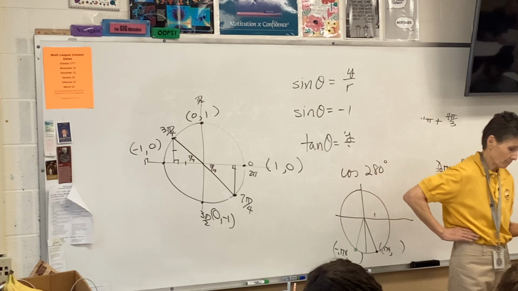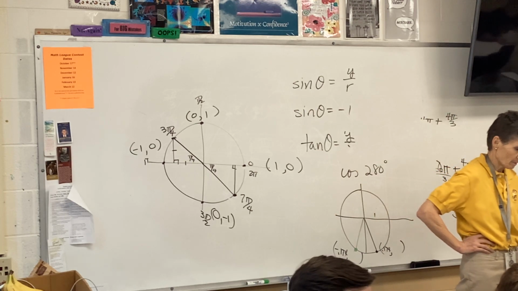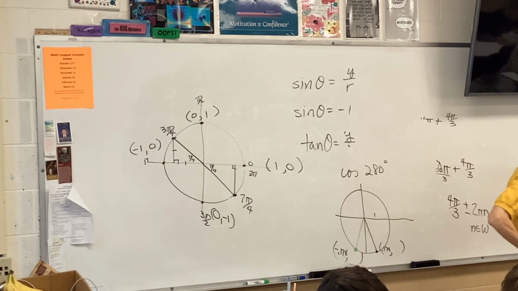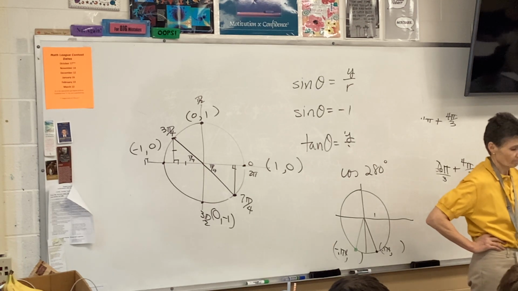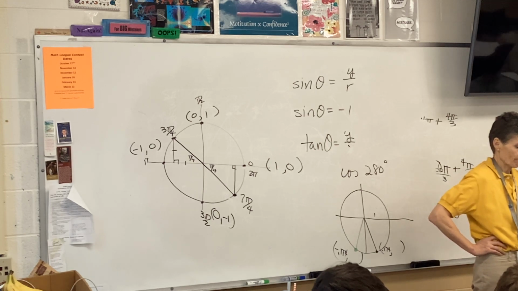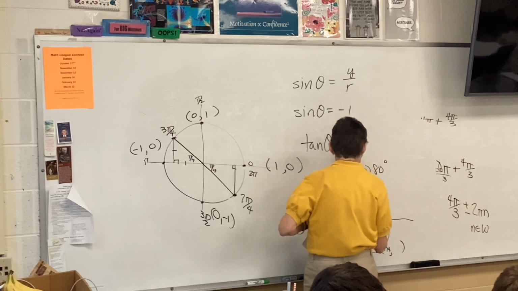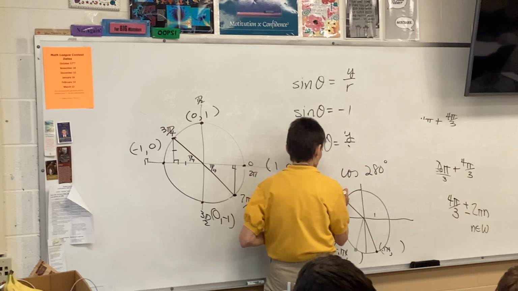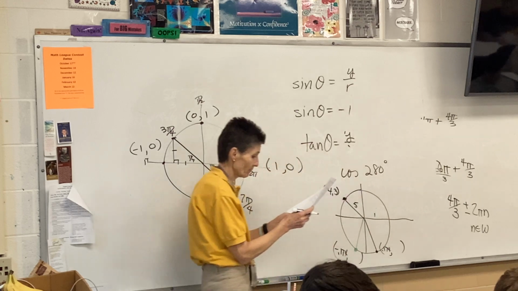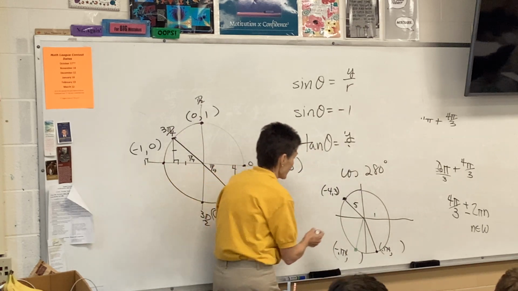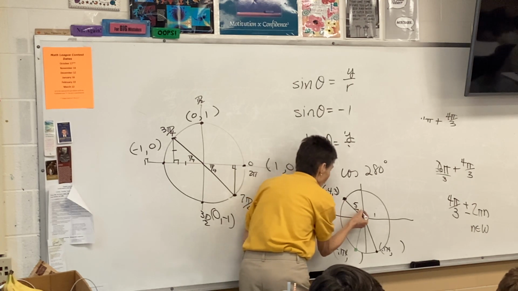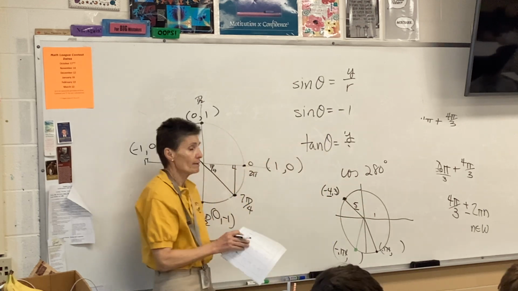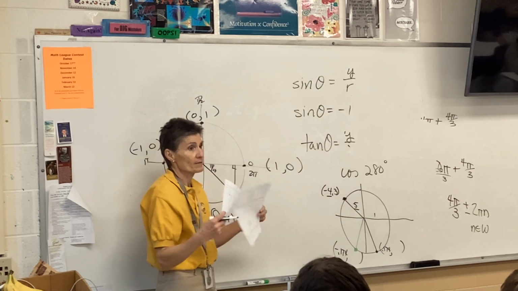Number 2. Coordinates of P are 4, 3. What are the coordinates of Q then? Negative 4, 3. So over here's Q, negative 4, 3. I know my radius is 5. What is the value of the cosine? Cosine is what? x over r. So what's the value of the cosine? Negative 4/5.